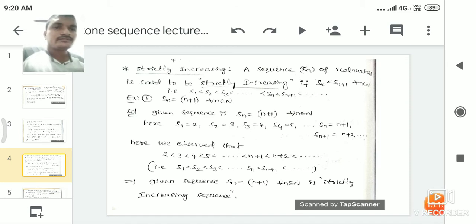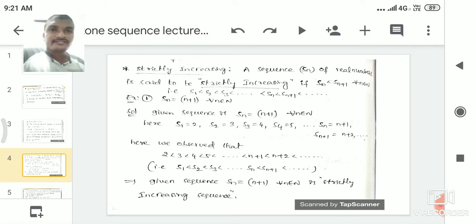The fourth term of the sequence is S4 equals 5, and so on. Sn is equal to n plus 1, and Sn plus 1 is equal to n plus 2. Here we observe that 2 is less than 3, not less than or equal to. 2 less than 3, 3 less than 4, 4 less than 5, and so on.